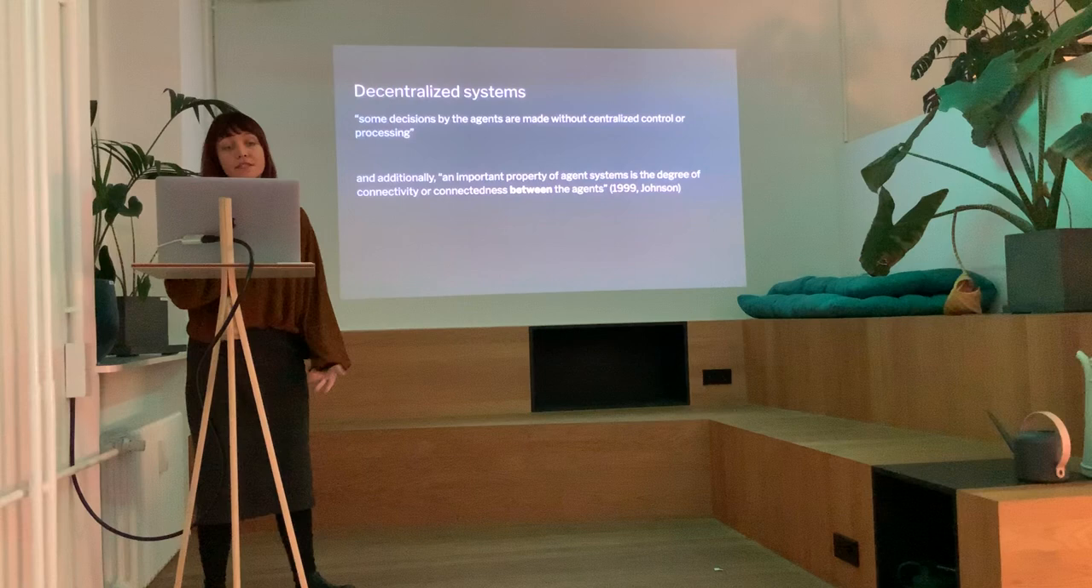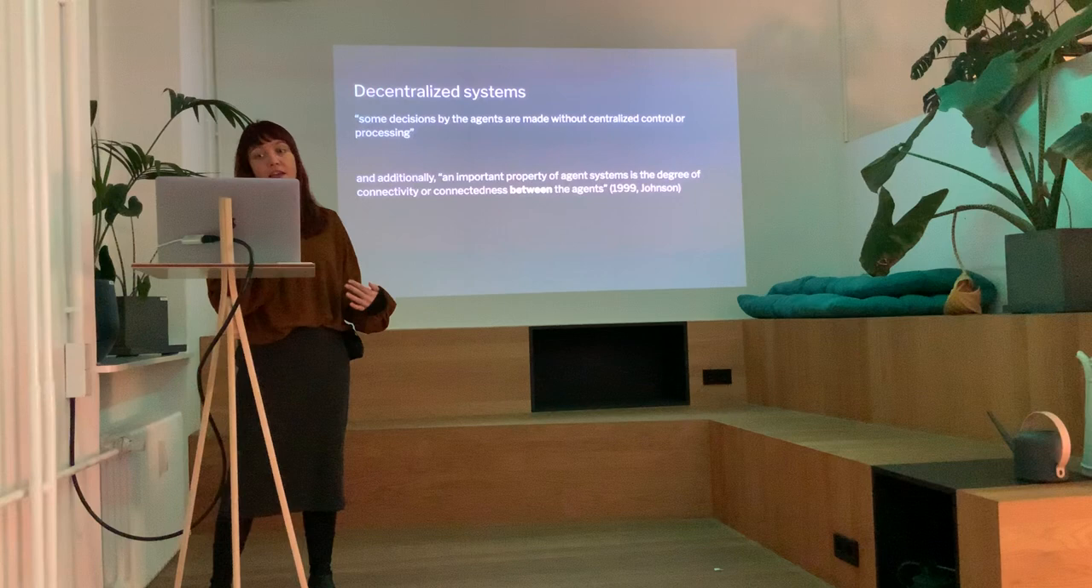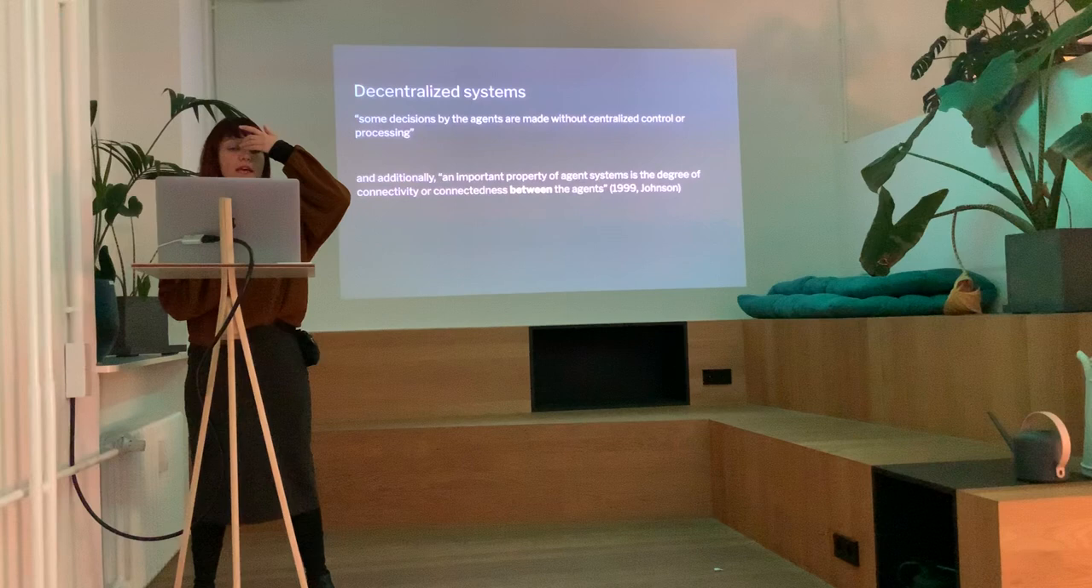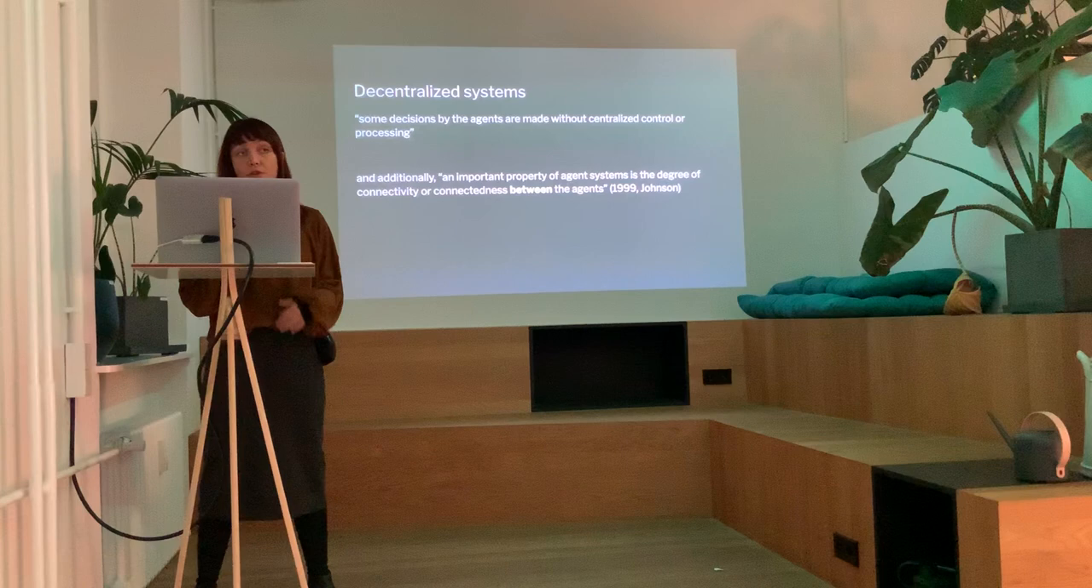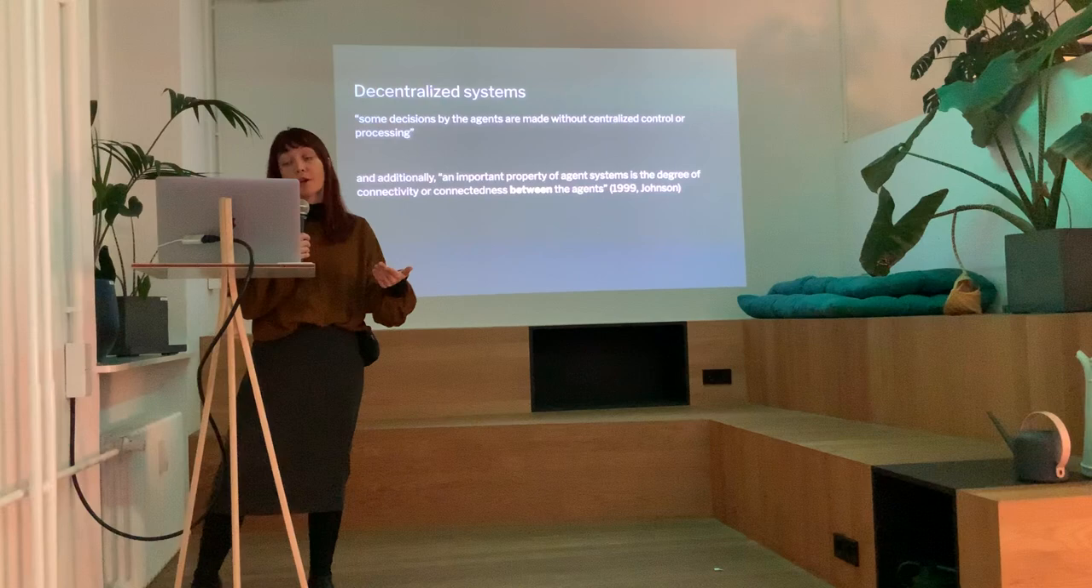You could say decentralized systems are, and these are two definitions from a paper on peer-to-peer tech in 1999, before it was super popular, that some decisions made by agents involved in a decentralized system are made without centralized control or processing. But one thing I found really interesting about this definition is that an important property of agent systems or decentralized systems is the degree of connectivity or connectedness between the agents. So it's not necessarily the autonomy of the agents themselves or actors in a decentralized network, but also their ability to freely communicate with one another.